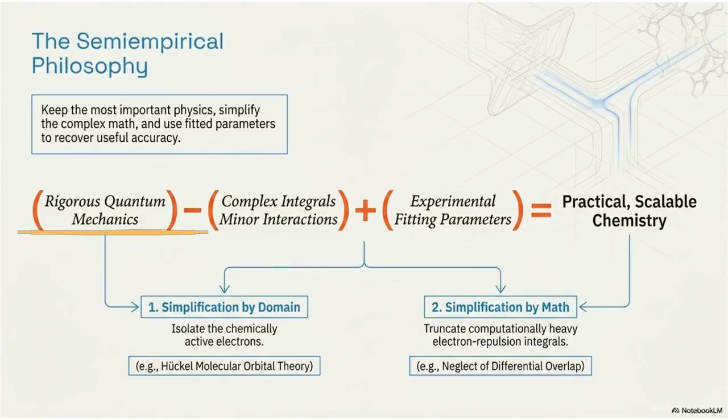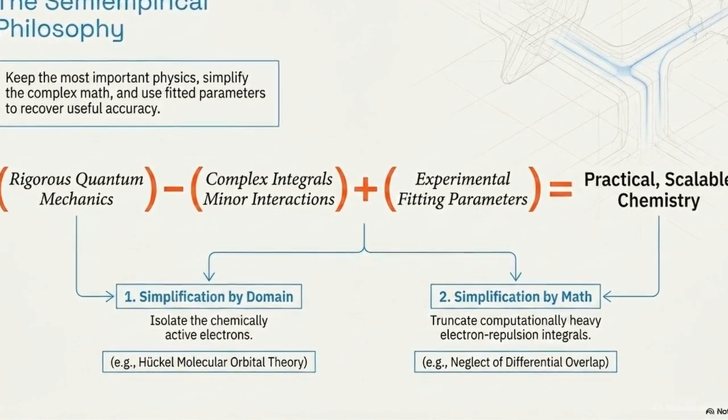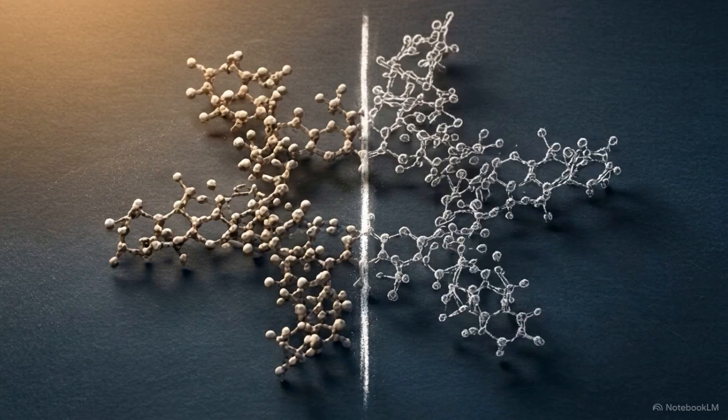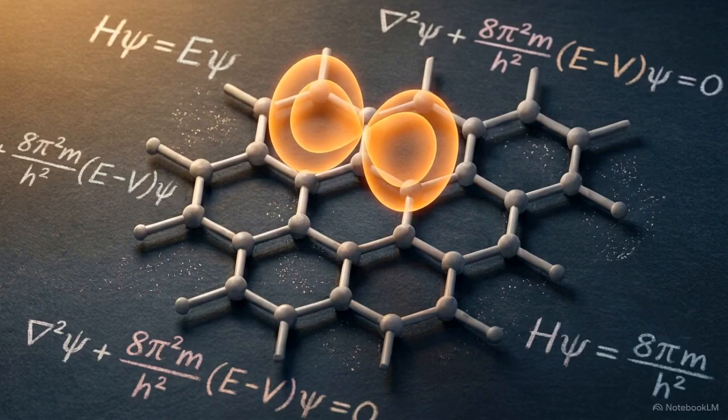You take rigorous quantum mechanics and subtract the complex interactions clogging the computer. This subtraction happens in two ways: isolating only the chemically active electrons and physically amputating the heavy electron-repulsion integrals. Computational chemistry at scale requires a strategic trade-off, choosing exactly which parts of physical reality to ignore to make the math workable. Take domain isolation, for example.